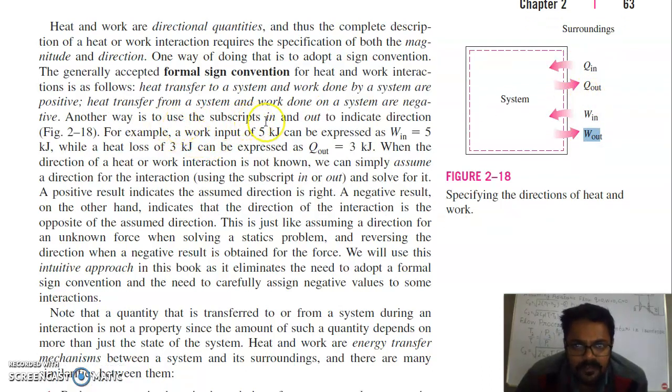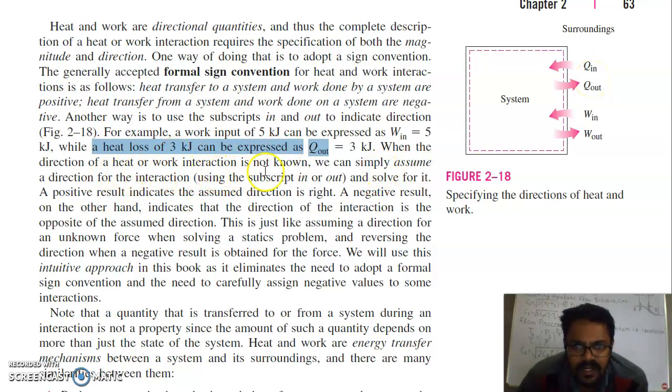Another way is to use subscripts in and out. For example, a work output of 5 kJ can be expressed as W in 5. So this work in is 5 kJ. If the surrounding does some work on the system, it can be written as W in. While a heat loss of 3 kJ can be expressed as Q out. If there is a heat loss from system to surrounding, it is written as Q out, because heat has been lost from system to surrounding, so how much heat has been released.